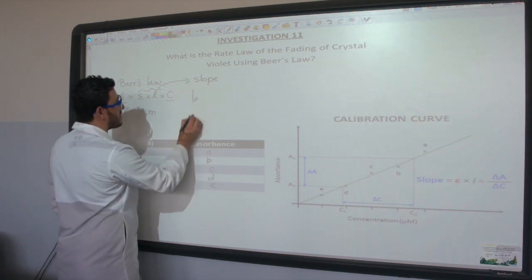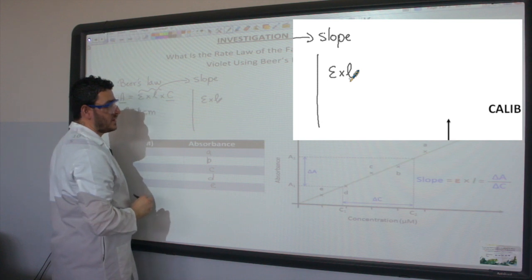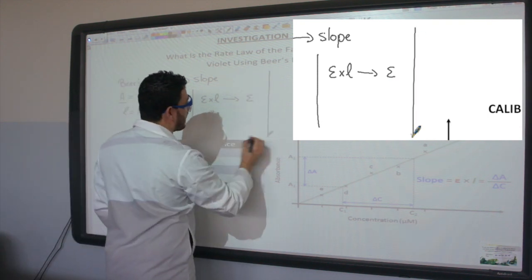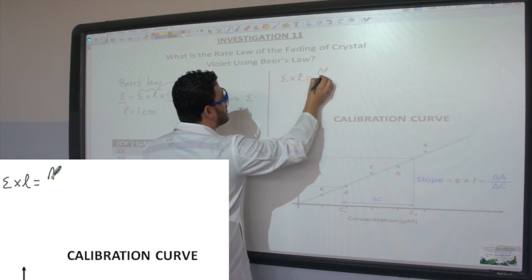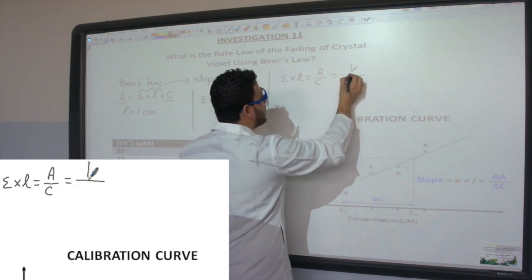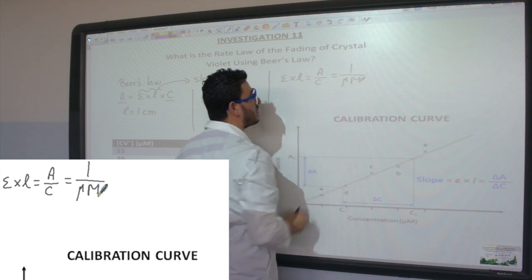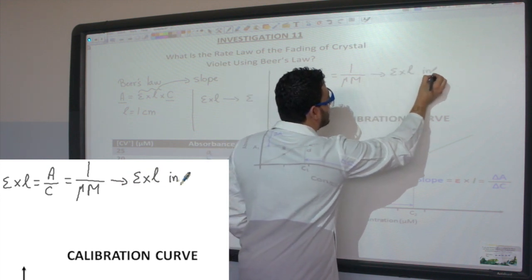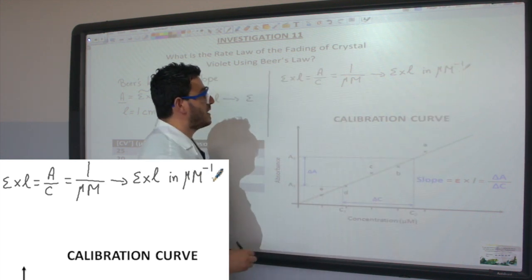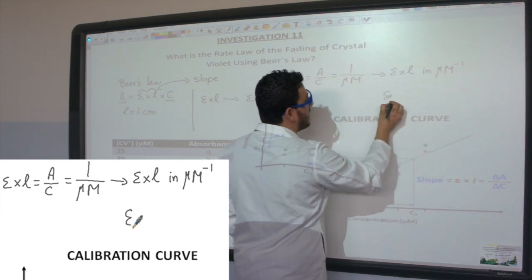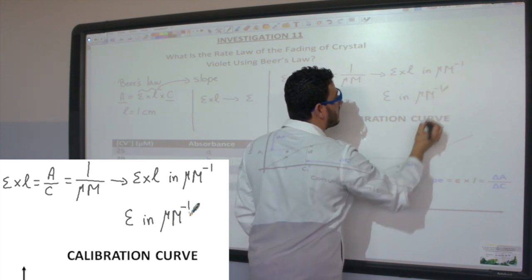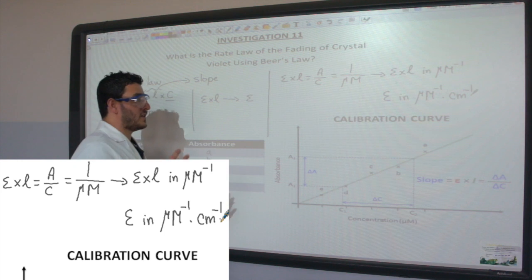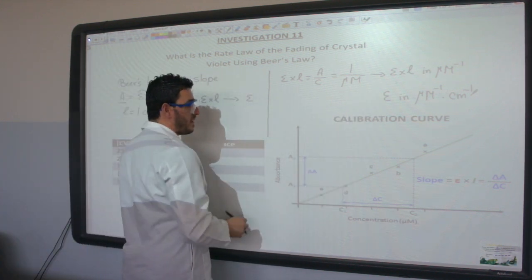Okay? So now that you have determined the slope, which is epsilon multiplied by L, from here you can determine epsilon, since L is equal to 1 and we know it. Now for the unit of epsilon: epsilon multiplied by L is equal to absorbance divided by concentration. In terms of unit, that's 1, because absorbance is unitless, divided by micromolar, which means that epsilon times L has the unit micromolar minus 1. If we divide by L on both sides, we will have epsilon. The unit of epsilon is micromolar minus 1, and because it's divided by centimeter, it's multiplied by centimeter minus 1. Like this, you can determine epsilon, which is the molar absorptivity, and its unit.